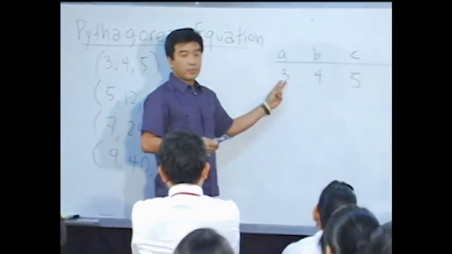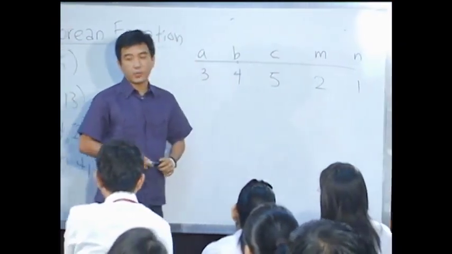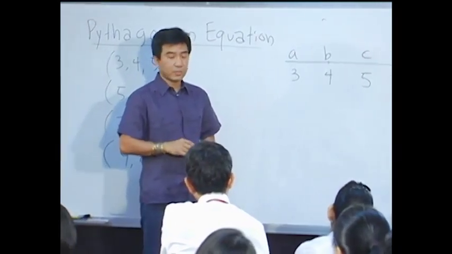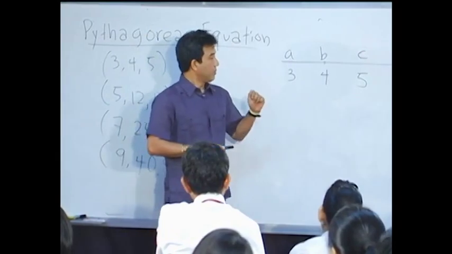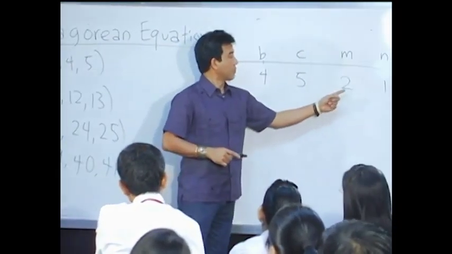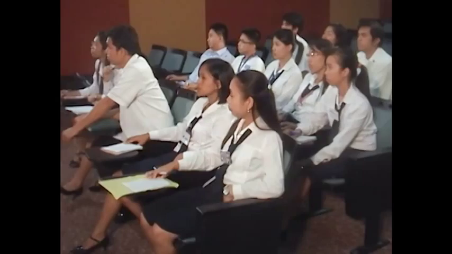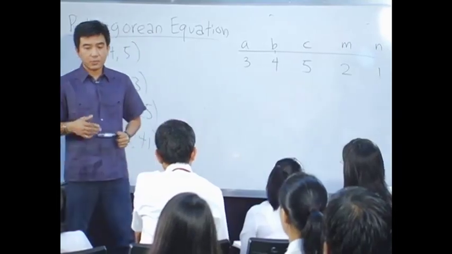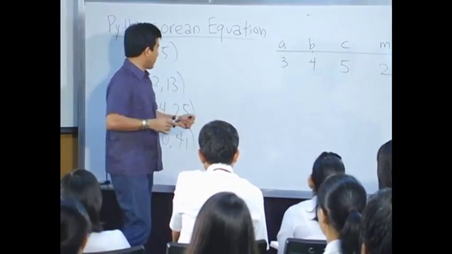A is equal to m squared minus n squared, so that 2 squared minus 1 squared is 3. B is equal to 2mn, so 2 times 2 times 1 is 4. C is equal to m squared plus n squared, so that's 2 squared plus 1 squared, which is equal to 5.